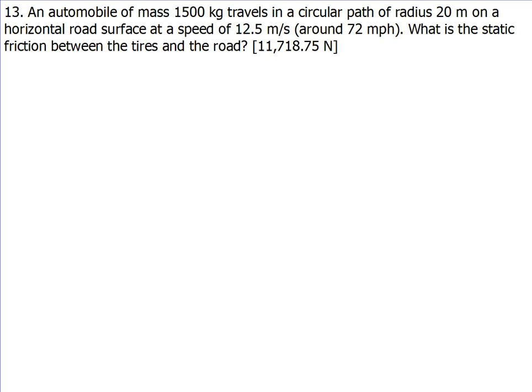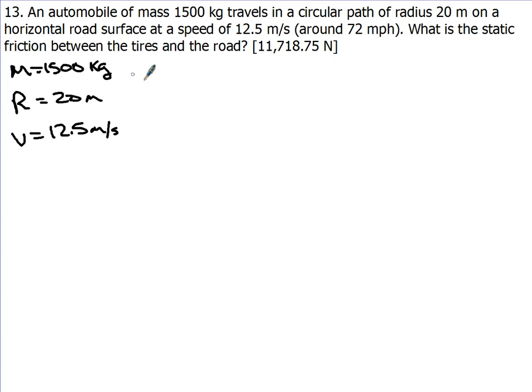Now, we have an automobile of mass 1,500 kilograms. So m is 1,500 kilograms. It moves in a circular path of radius 20 meters on a horizontal road at a speed of 12.5 meters per second. Now, I'm telling you he's doing 72 miles per hour, so he's really trucking it there.